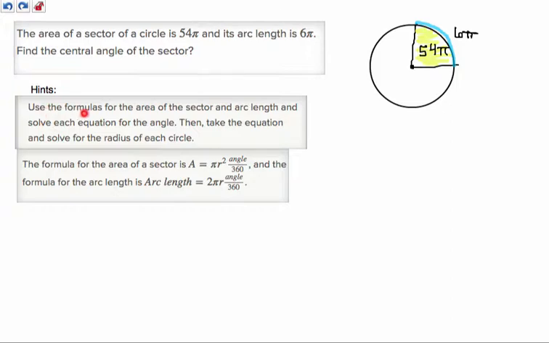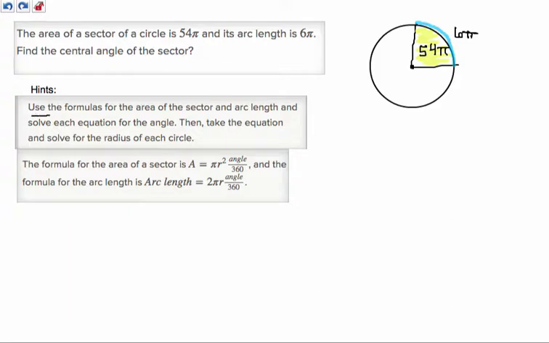The hint says use the formulas for the area of the sector and arc length and solve each equation for the angle. Then take the equation and solve for the radius of each circle. And the second hint says the formula for area of a sector is A equals pi radius squared times the angle divided by 360. And the formula for the arc length is arc length equals 2 pi radius times the angle divided by 360. So let's do exactly what it says.